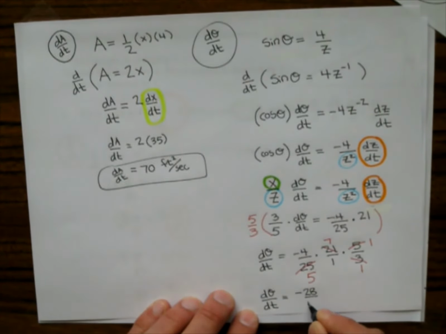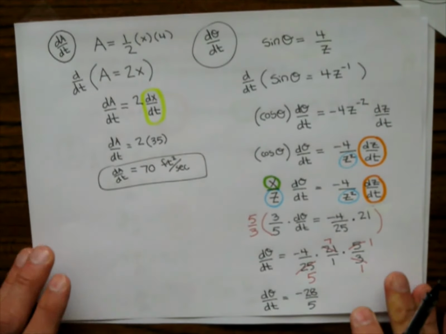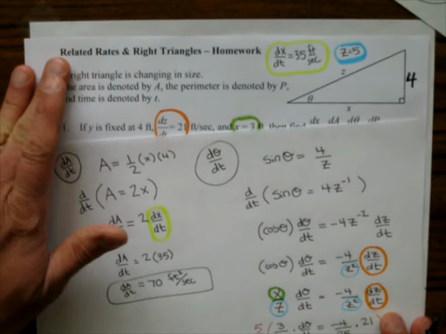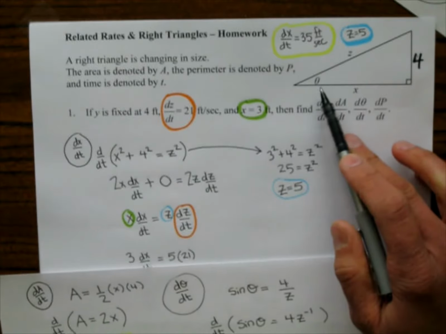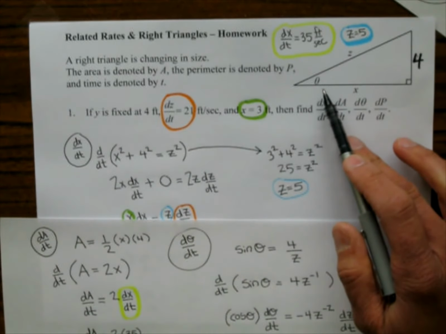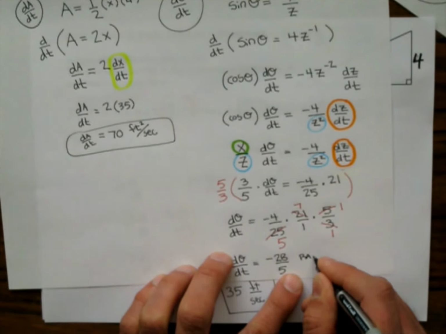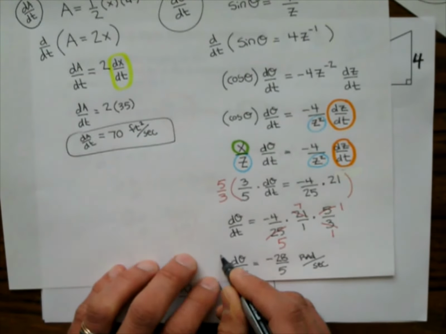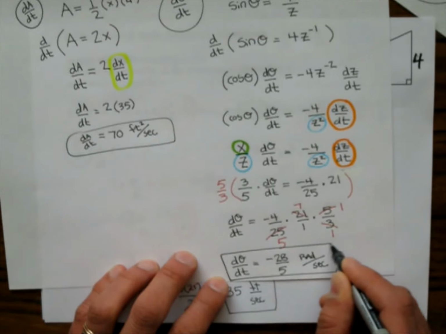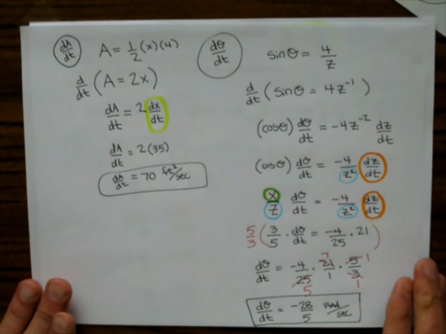d theta dt is -28 over 5. Now, before I box this answer, we know that time is in seconds. What is the angle measured in? Well, we didn't mention anything about degrees here, so radians is actually what we're going to be using for the angle. So this is going to be radians per second. And that is our answer for d theta dt.